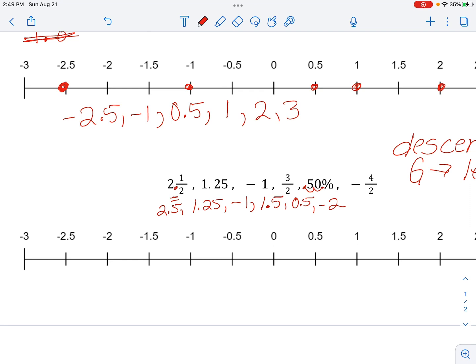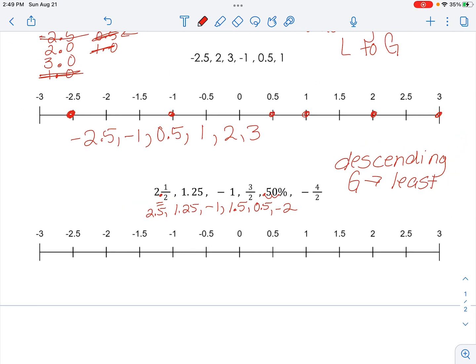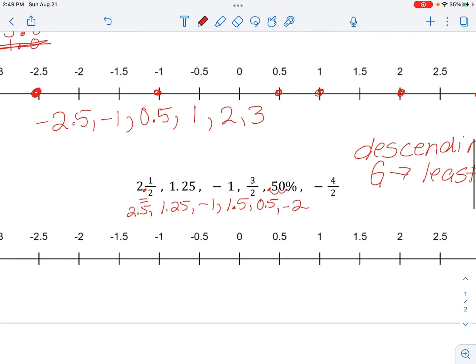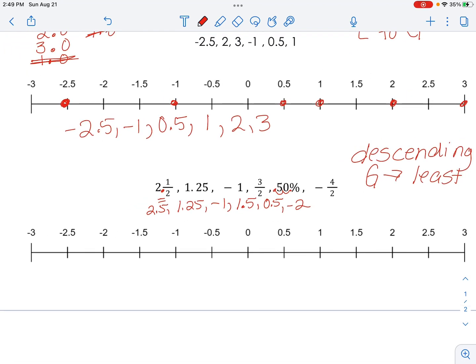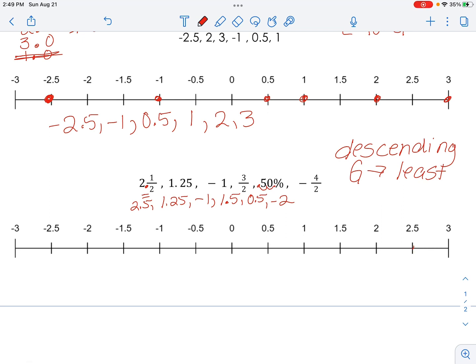Let's look for my greatest number. Sorry, we're going greatest to least. So my greatest number is going to be on the positive side, and I'm going to move to the left of the number line. Okay, so my greatest positive number is 2.5. So 2.5 is going to be right here, because remember, 2 and 5/10 is equivalent to 2.5. So 2.5 goes first. We're going to mark that out. Now going to the left, working our way down, we have 1.5 and 1 and 25/100ths. So the next number, since I'm going greatest to least, is going to be 1.5, which is the same thing as 3 halves. So 3 halves will be my next number.